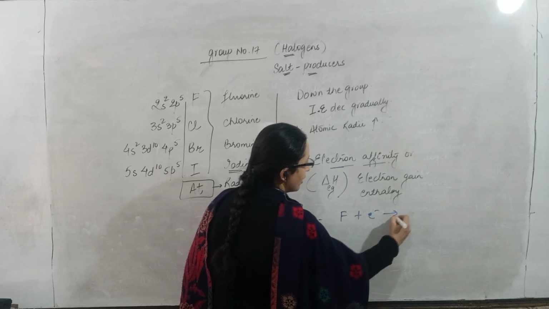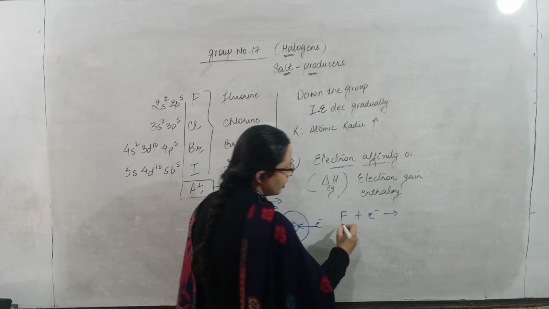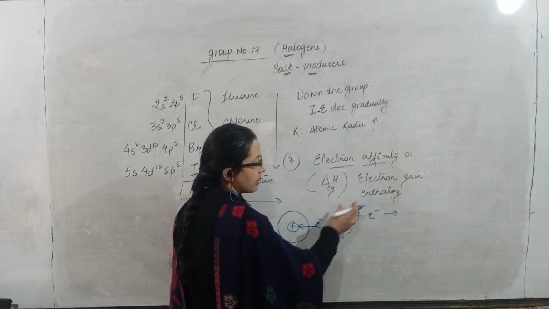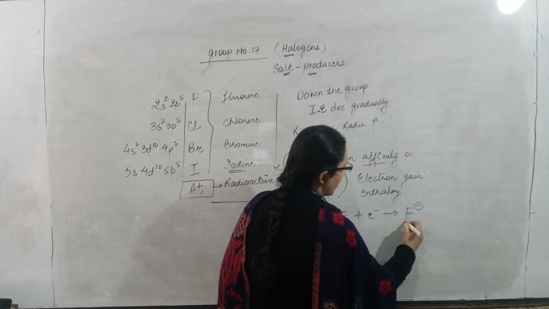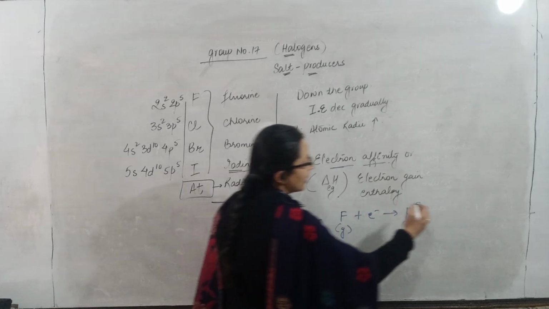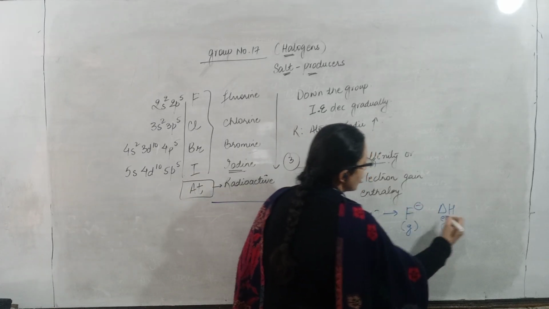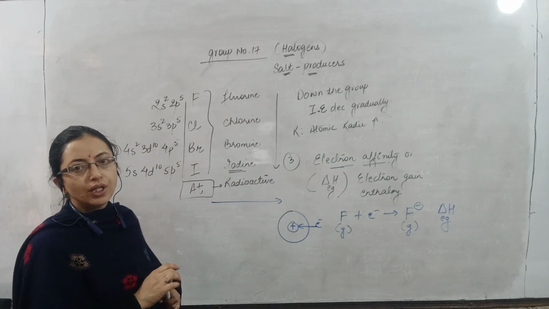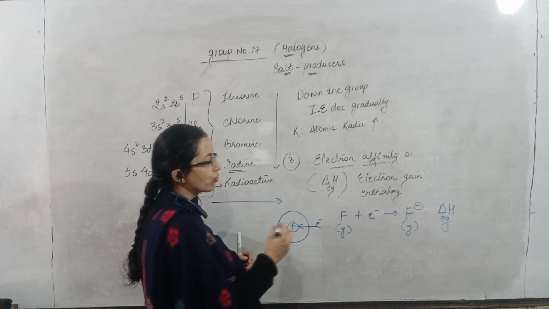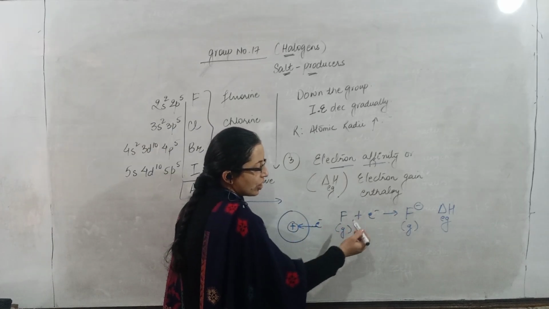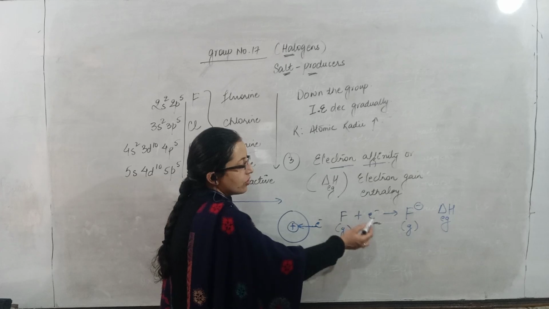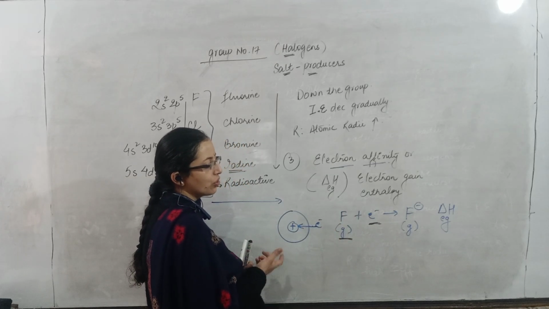When an electron is added to an isolated gaseous atom, a negative ion is formed. So the energy change during the process is called electron gain enthalpy. So in terms of energy, we say electron gain enthalpy. What is electron gain enthalpy? It is the energy change when an electron is added to an isolated gaseous atom.